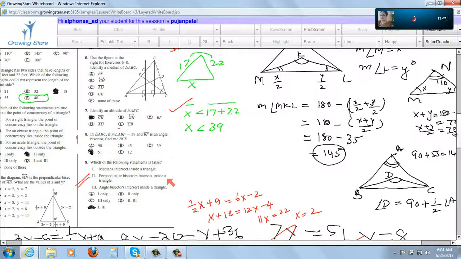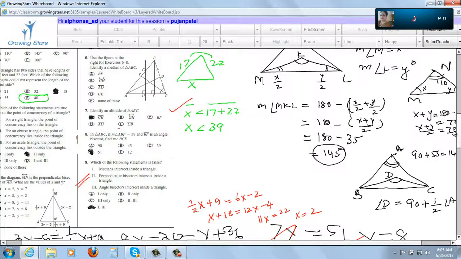What about number 5 and 6? Scroll up. Yeah. 5 and 6 also we have to discuss. Yes. In 5 again we have the centroid. Centroid is the point of concurrence of the medians. Now when it comes to centroid, you should always remember the ratio 2:1.